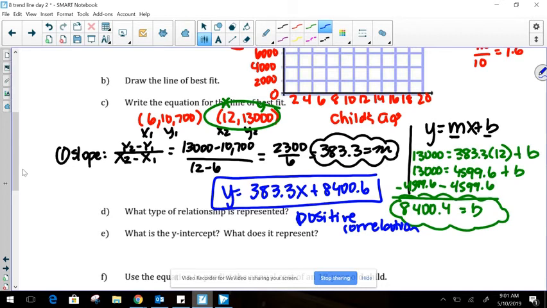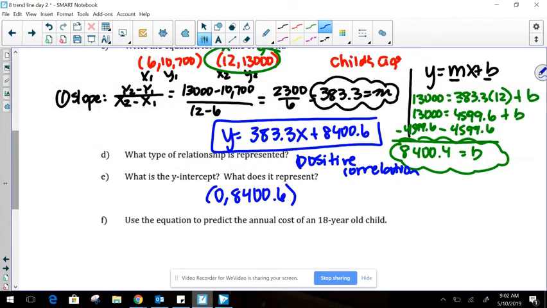The next one, what's the y-intercept? If you look at our equation, oh, we already found that. So our y-intercept is 0, 8,400.6. And what does this represent? So we need to talk about our units. So child's age versus price. So when the child is 0 years old, so basically when the child is born, they're already costing $8,400.